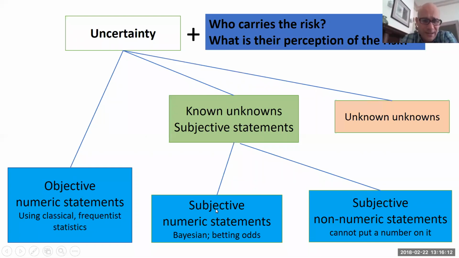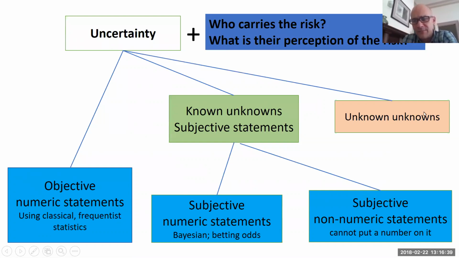So either you could make, this is the second blue box, subjective numeric statements. That's a very Bayesian approach. Or perhaps the uncertainty is a deep uncertainty that you can't attach a numeric statement to, that you can't put a number on, or else maybe you don't like the Bayesian approach and you just prefer to make non-numeric statements. So they're essentially the 3 categories.